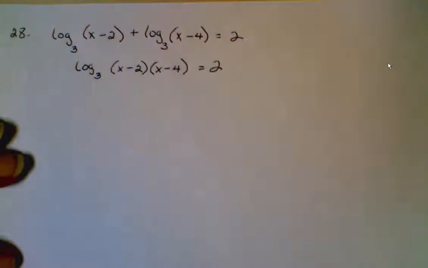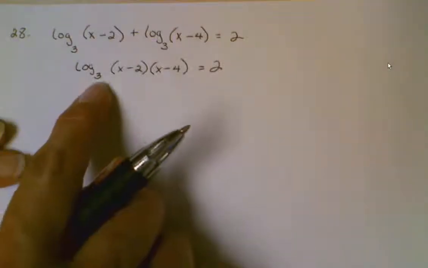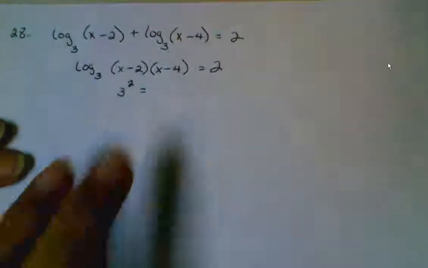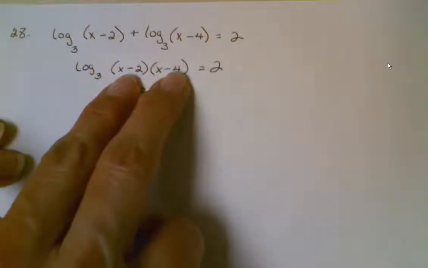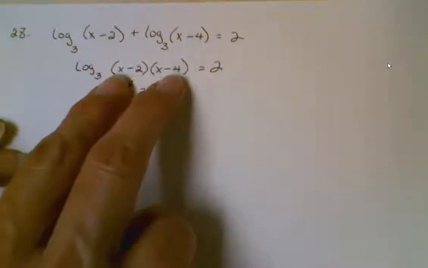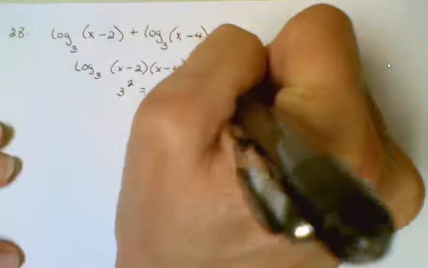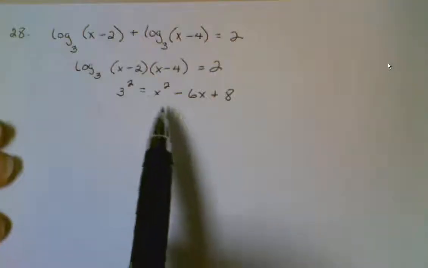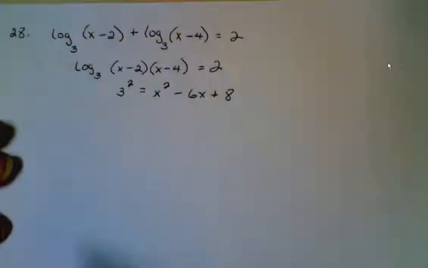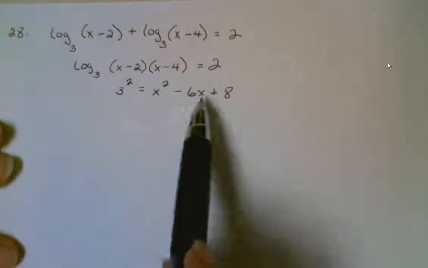You can just change it to exponential form. The base is 3, the exponent is 2, and 3 squared equals x minus 2 times x minus 4. Because I know I'm going to have to anyway, I'm going to go ahead and multiply those two factors. Get x squared minus 6x plus 8. And then I'm going to have to subtract 9 from both sides to get that quadratic equation in standard form.